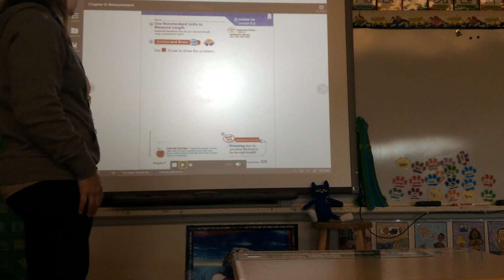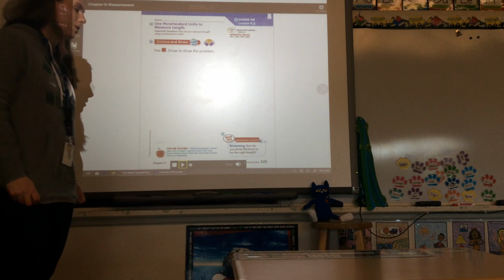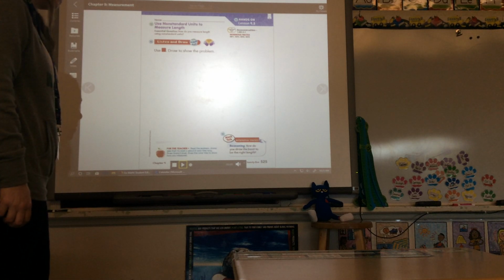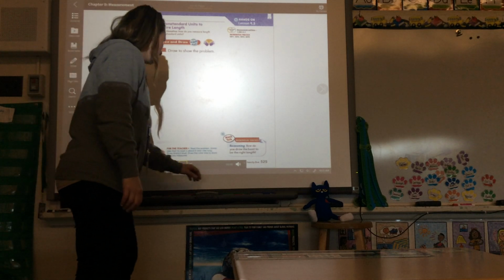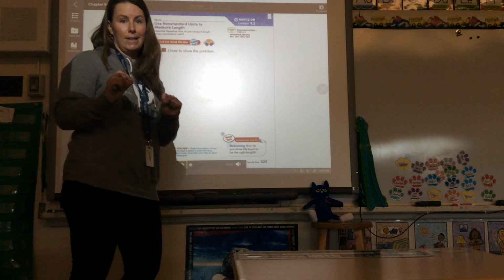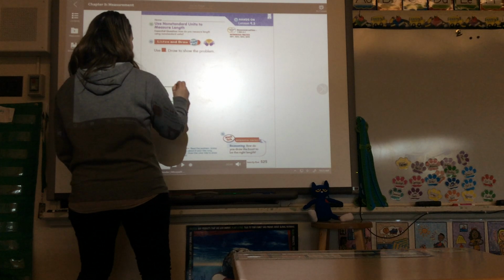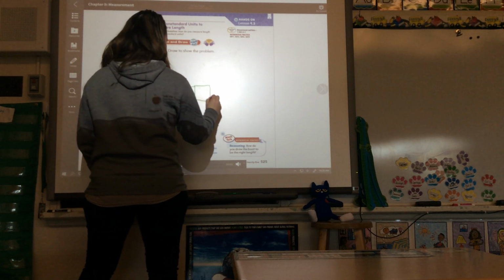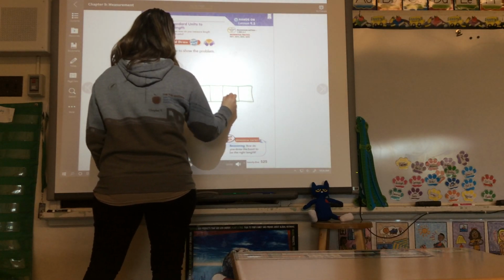So here's our problem. It says that Jimmy sees that his boat is about 6 color tiles long. Draw Jimmy's boat. Draw the color tiles to show how you measured. So I am going to draw my color tiles. Again, I'm going to do the very best I can. No judgment. Here we go. Here's my 6 color tiles. 1, 2, 3, 4, 5, 6.